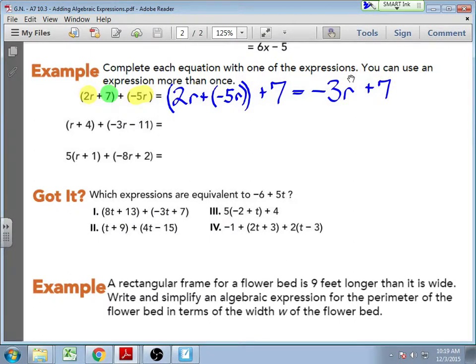Try the next 2 on your own. Show the regrouping to put your like terms together. Be careful that you take the signs with the values. And then solve. Simplify.